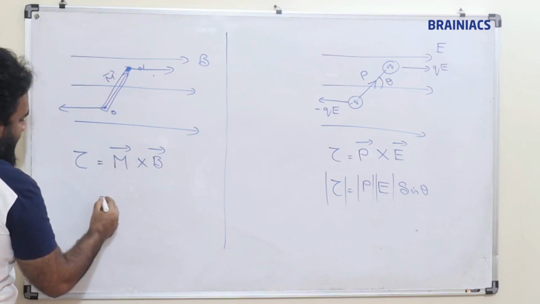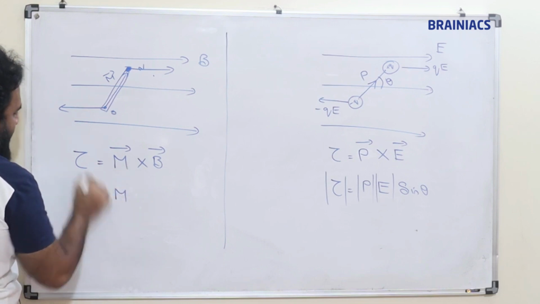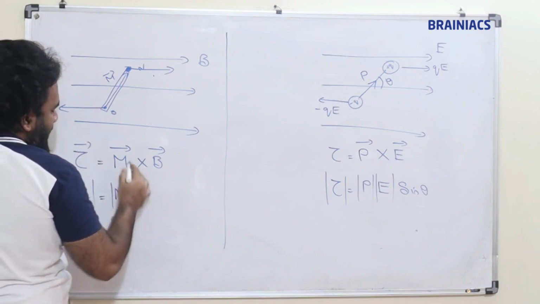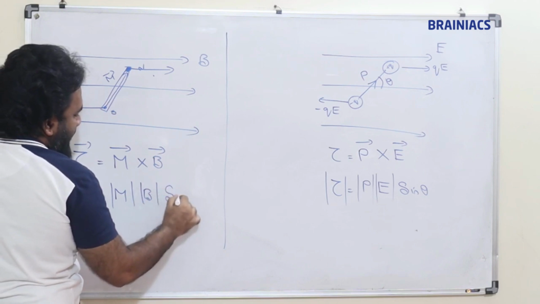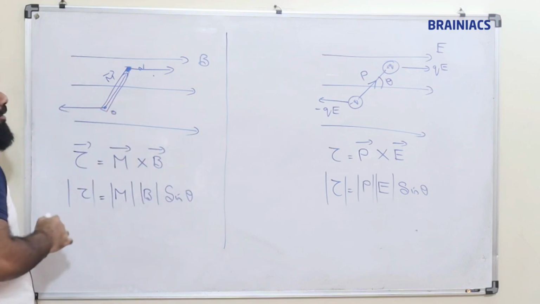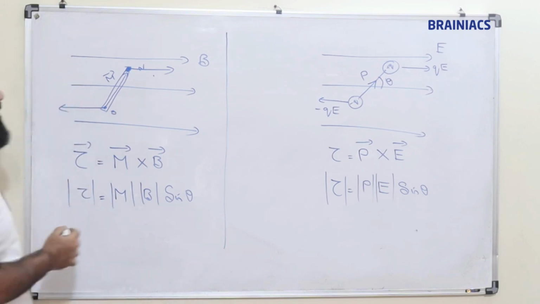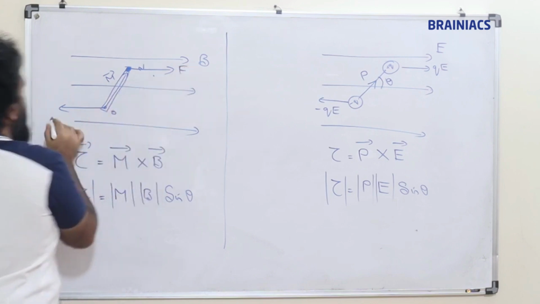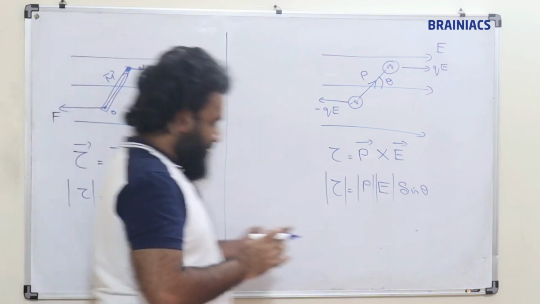And here this is equal to, okay, the magnitude of torque is equal to magnitude of dipole moment into magnetic field into sine theta. Clear? They will experience a force in this direction, and this will experience a force in this direction, and so we can write MB sine theta. Clear? Note it down.